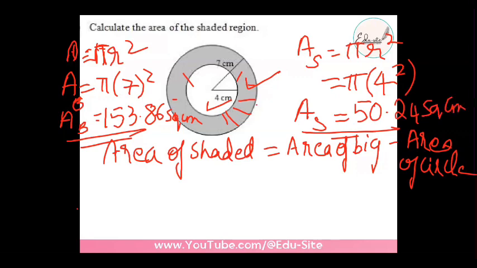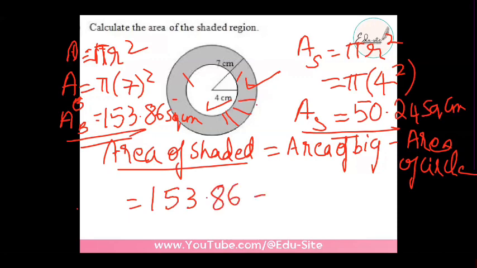Now, what are you going to do? How to find the area of the shaded part? Then we subtract them. So 153.86 minus 50.24. Sorry, the answer is 103.62.